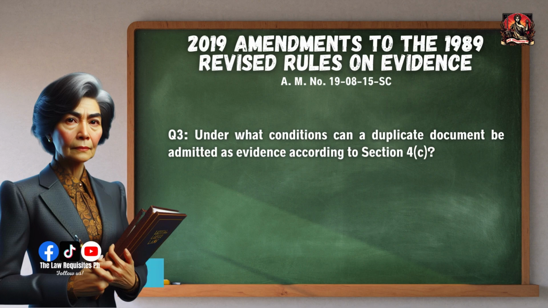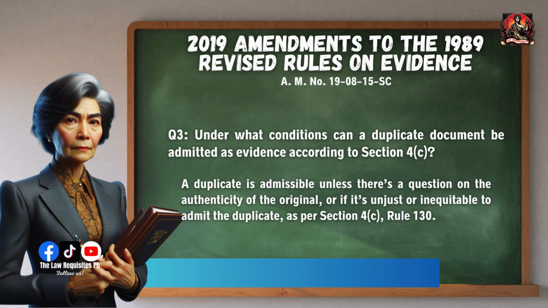Q3. Under what conditions can a duplicate document be admitted as evidence according to Section 4, C? A duplicate is admissible unless there's a question on the authenticity of the original, or if it's unjust or inequitable to admit the duplicate. As per Section 4, C, Rule 130.